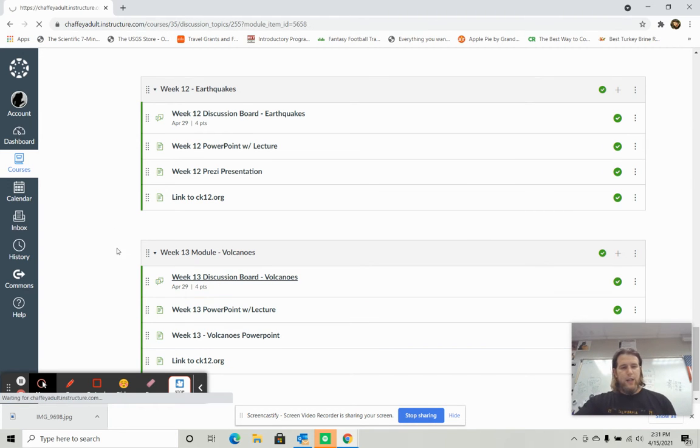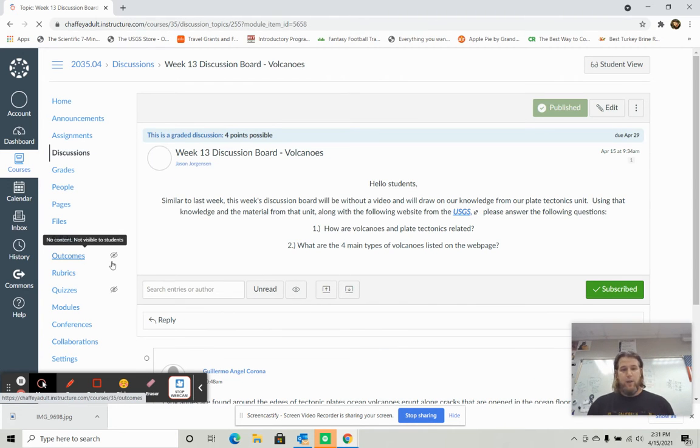Anyway, if we go to discussion boards, we're talking about volcanoes this week. It's a pretty cool topic. It's one of those observable phenomena that we've been focusing on. We started with plate tectonics, which in and of itself is not really observable, but through things like earthquakes and volcanoes, things we can experience, we can deconstruct some of these phenomena and figure out why they happen.